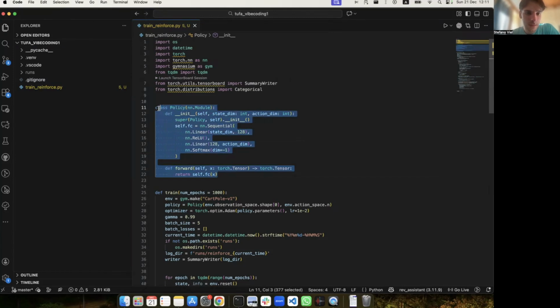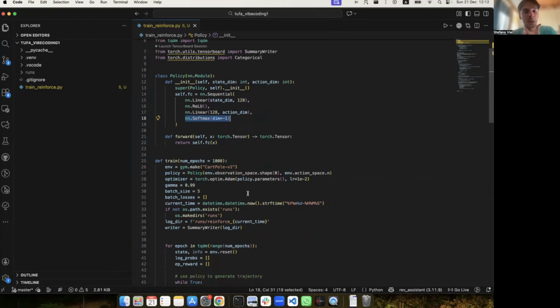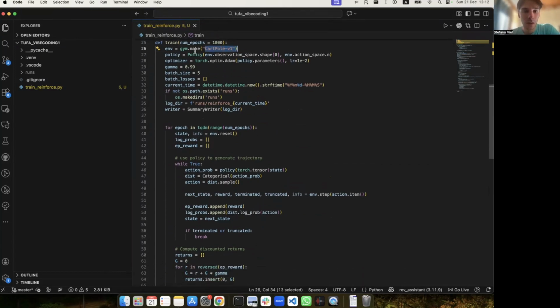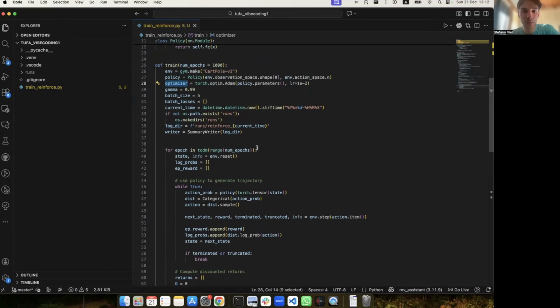So this is just a policy, which is a small neural network, which takes in the dimension of the state space. It has just one hidden layer and then the output. Okay, and this is the training. I'm using CartPole-v1. It's a very simple environment where we're trying to balance a pole on a cart. Here I'm just defining the optimizer and TensorBoard and so on.